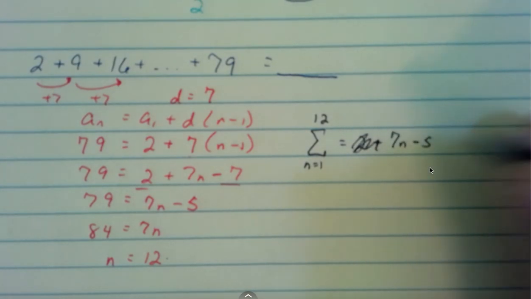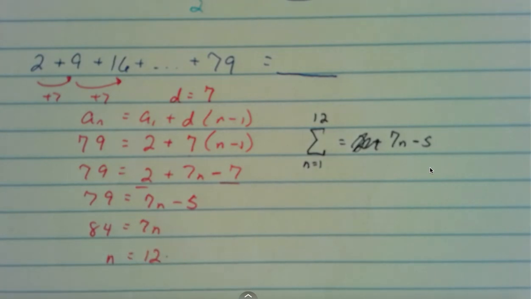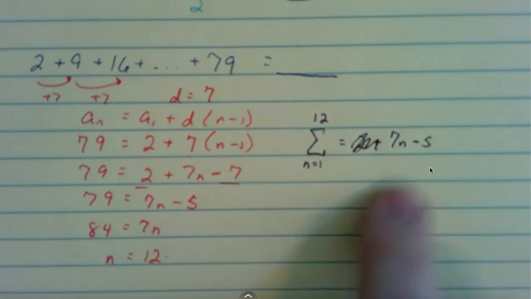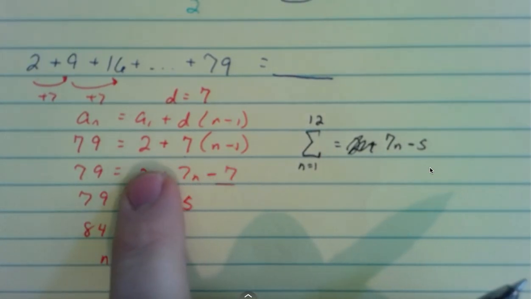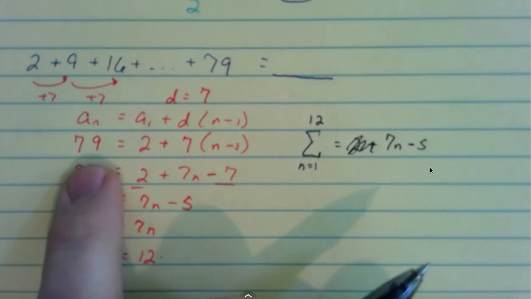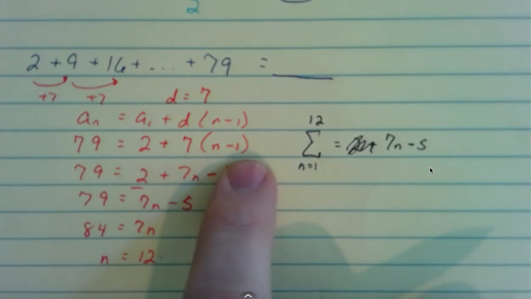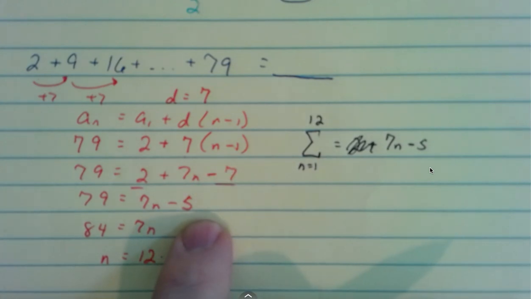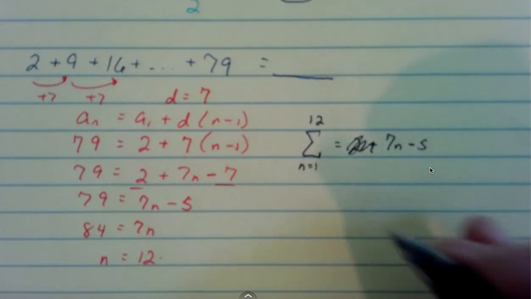All right, so we already have our explicit formula. It's the 7n minus 5 here. The way I got that was going back to this formula and saying a sub n equals 2 plus 7 times n minus 1. And then we just simplified that, okay? 7n minus 5. So now I can use my shortcut.